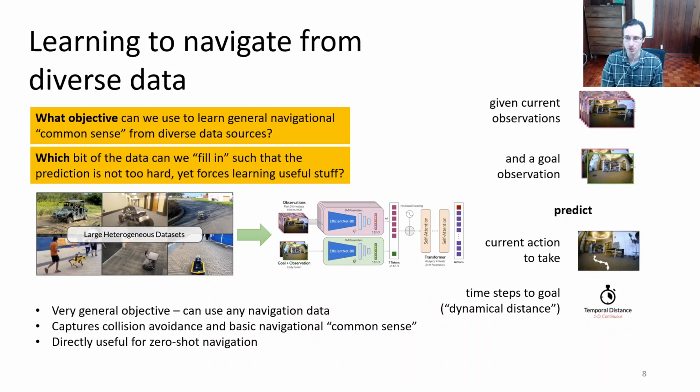So while our aim ultimately is to use this objective to pre-train a general model that can then be adapted to a variety of downstream tasks, straight out of the box, this model can be prompted with a goal image, and it can, in zero-shot, attempt to navigate to that goal image.